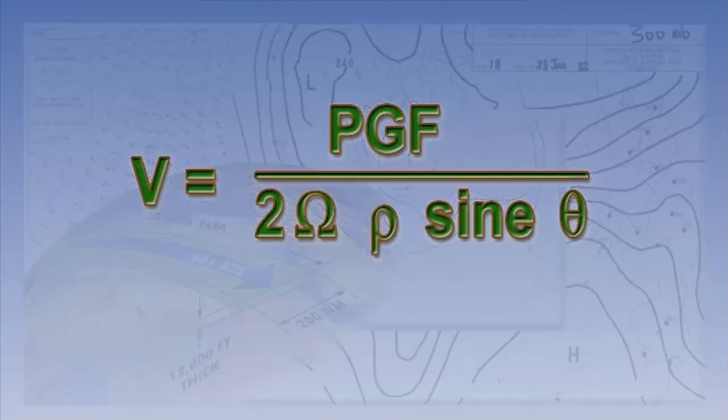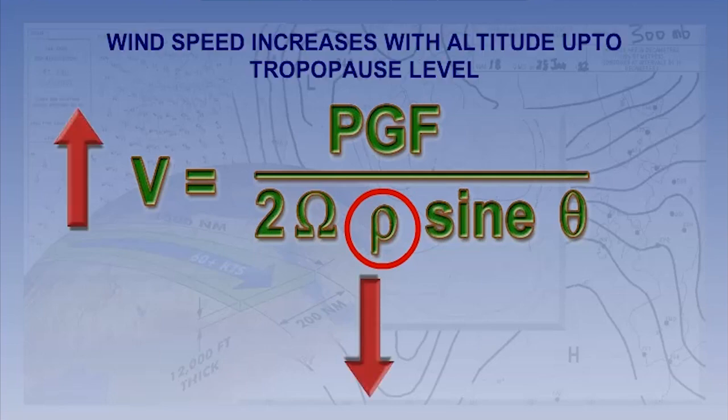Looking at the formula for the velocity of a wind, we can see an important relationship. The main variable relating to upper flow, as opposed to surface flow, is the density of the air. In the upper atmosphere, the density is significantly reduced. From the formula, it's plain to see that a decreasing density will cause an increase in speed. Therefore, the higher we go in the atmosphere, the lower the density, and the greater the speed of the wind. This is generally true up to the tropopause level. As a result, we should expect to find our fastest winds just beneath the tropopause.